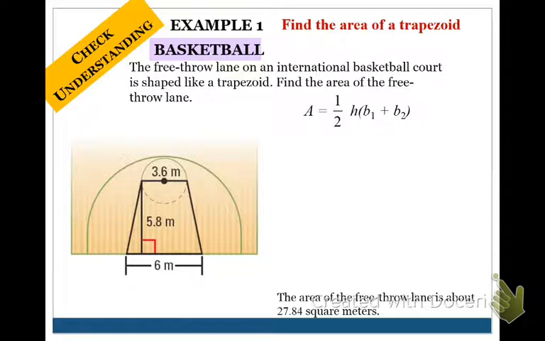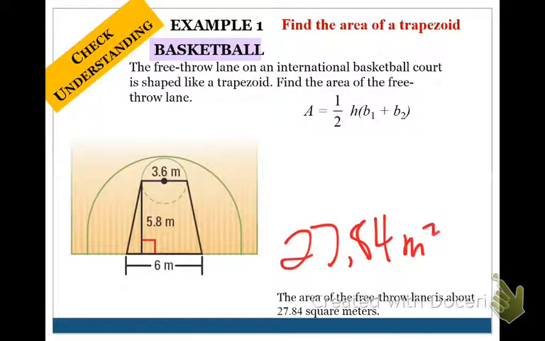27.84 meters squared. Now make sure you label the units, meters squared. You get a half point on the tests and quizzes for giving the correct units, right? So rather than write out meters squared, I would write 27.84 m squared, like that on my answer. All right, any questions? Okay.